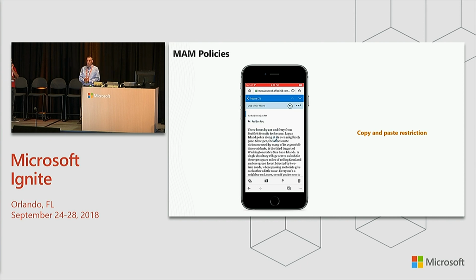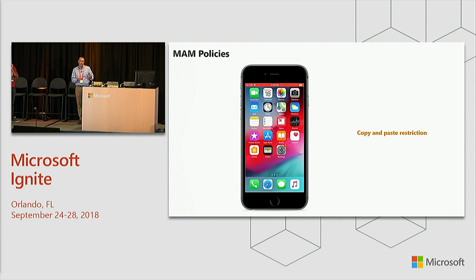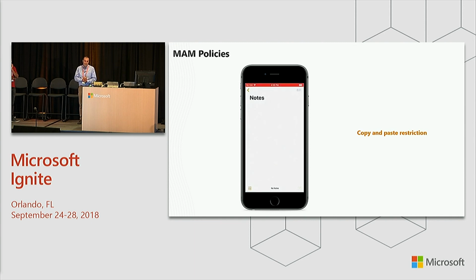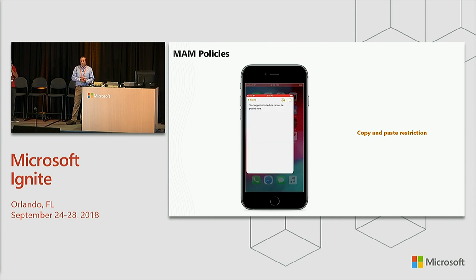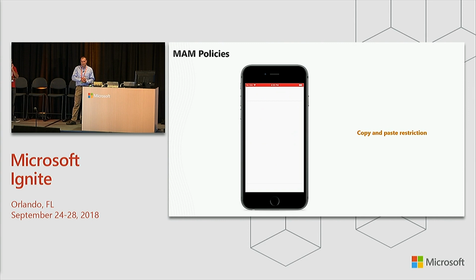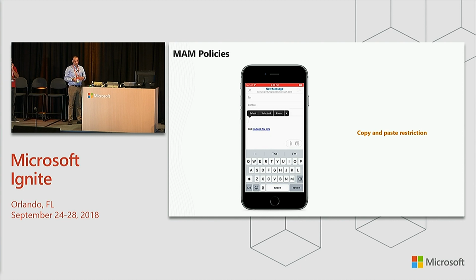So we've signed into OWA. We're copying some data from this email. Copying that, bringing it over, opening notes. Is it managed? You'll get that familiar message, you're not allowed to copy this information. Now we're opening Outlook, which is under management, and we're able to copy it in.